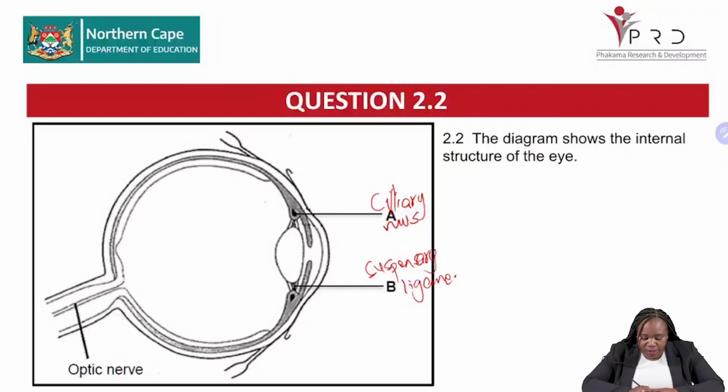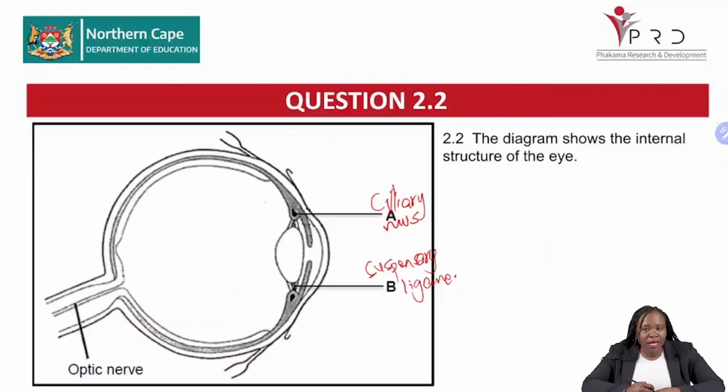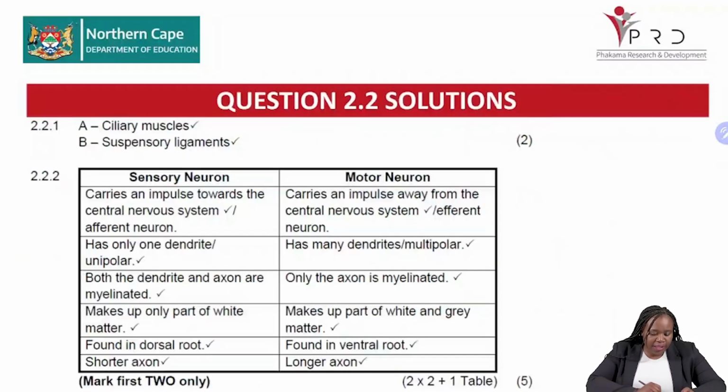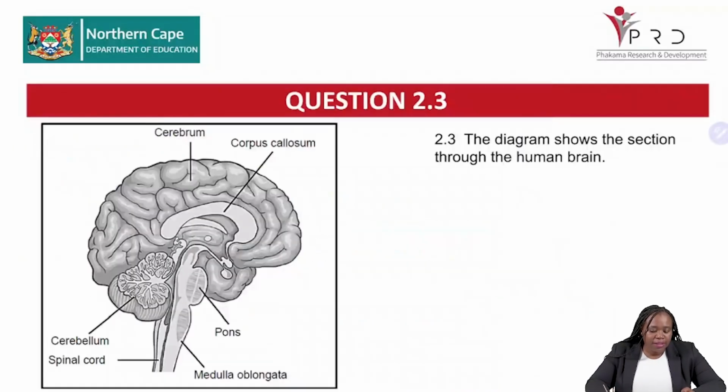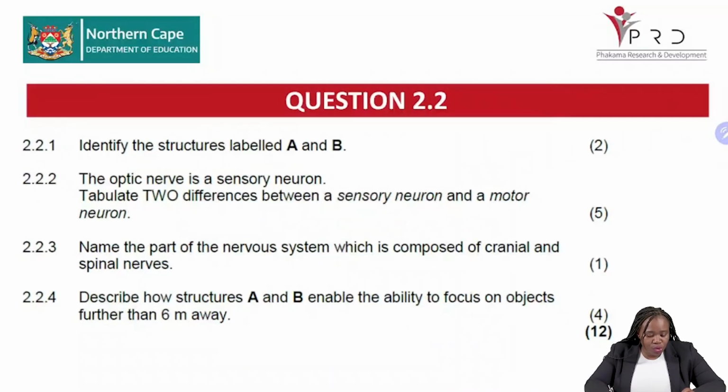The diagram shows the internal structure of the eye. Identify the structures labeled A and B. We've already identified those. Because you've already identified these, you're simply going to write down your answers without having to worry too much about that. So that is the ciliary muscles as well as the suspensory ligament. Right. And then 2.2.2, the optic nerve is a sensory neuron.